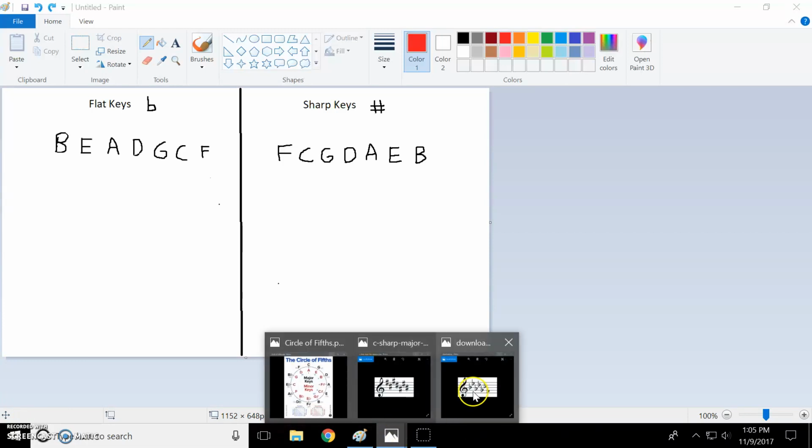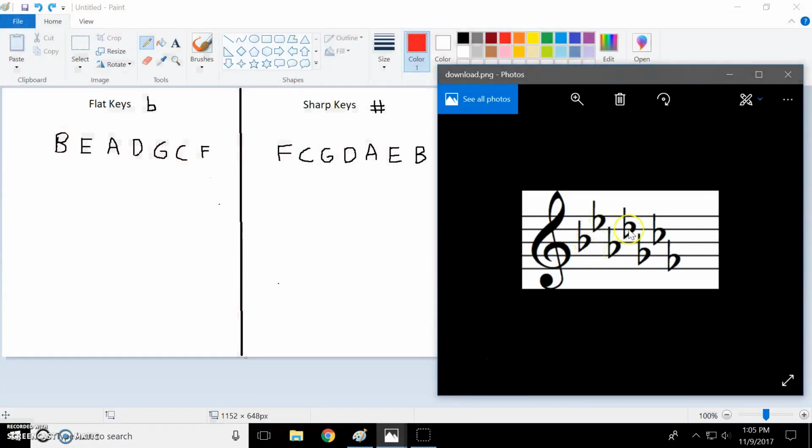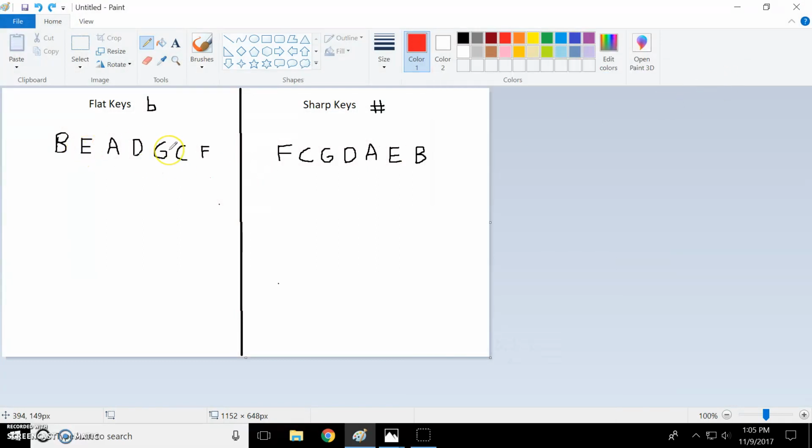Now this is the order it appears on a staff: B, E, A, D, G, C, F. What this also tells us is how to find our key signatures. For example, if you wanted to find the key signature of B flat, all of these have implied flats, then you would go to that flat and add one more. So in the key of B flat there are two flats, B flat and E flat.